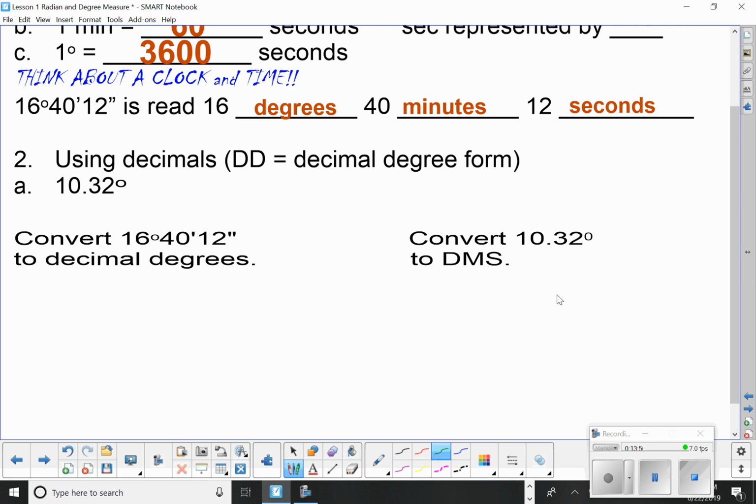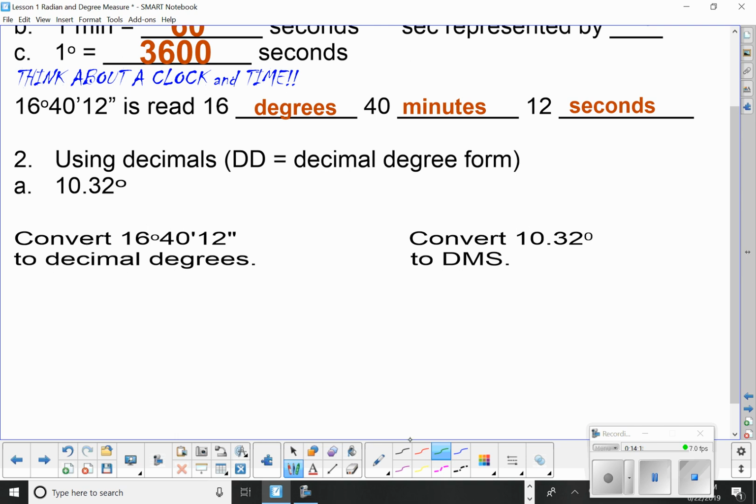So practice this some. I'm going to convert 16 degrees, 40 minutes, 12 seconds into decimals. Now, first off, think about 40 minutes. Is 40 minutes more than half or less than half of an hour? Well, it's more than half. So I should expect to see this as more than 0.5, right? But it's also not going to change the total number of degrees. I'm still going to have 16 degrees.